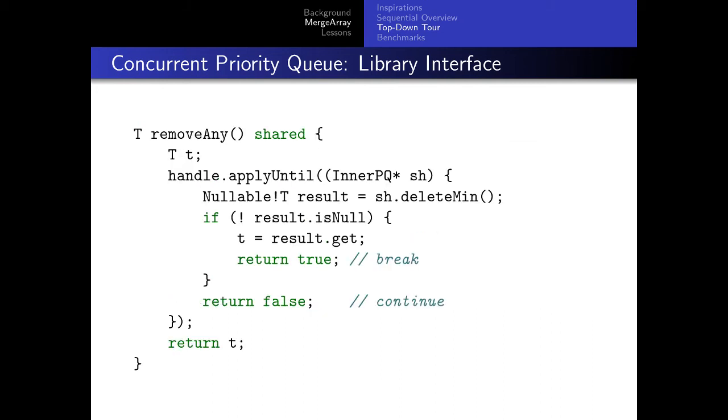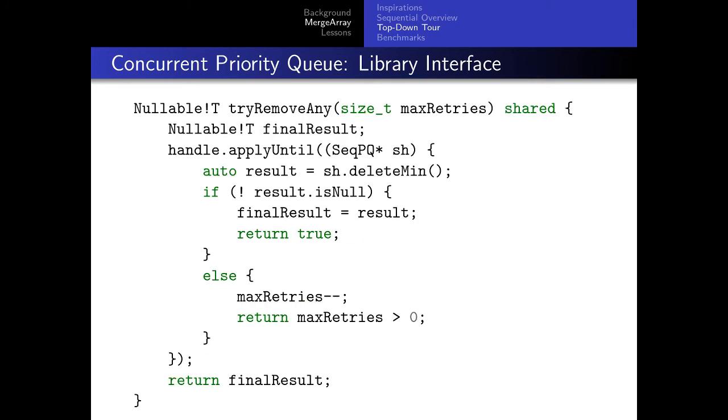So if you want to do remove any, which is the one that it won't return until it gets a value, you only want to call this if you know there's still a value. So what you can do is you have apply until, so you return either true or false to say whether you want to stop or not. So you do delete min on your sequential priority queue. If you got a null result, then you would do continue. If you do have an actual value, then you return it through the delegate's context pointer, and then you return it at the bottom there. And it handles everything else.